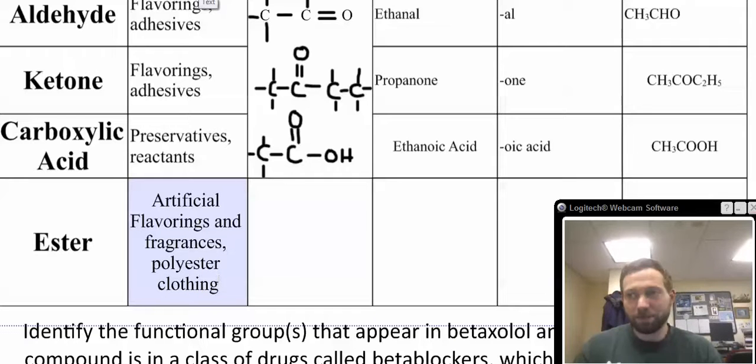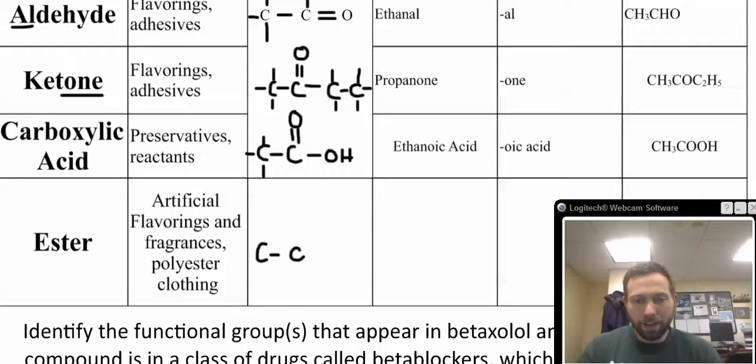So what is an ester? An ester is where you have, draw this here, a carbon bonded to another carbon, and then instead of the double bond being at the end, it's actually in the middle. And instead of having an OH, it's just an O, and that's bonded to another carbon over here. So in the middle of the molecule, you have a double bonded O and a single bonded O, oxygen.